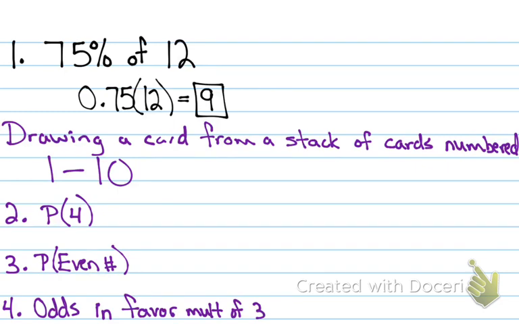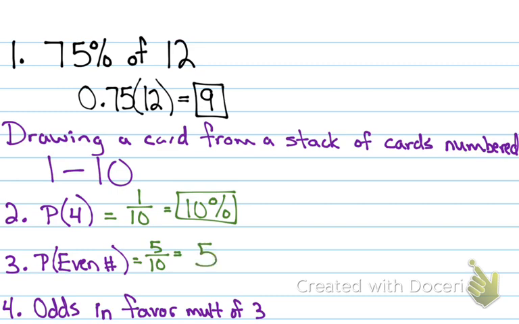Okay, so how many 4s do I have in the numbers 1 through 10? 1. So it's 1 out of 10, which is what as a percentage? 10%. Who got that right? 10%. Okay, did you get that? All right, now how many even numbers are there from 1 through 10? 5. So 5 out of 10 is 50%.